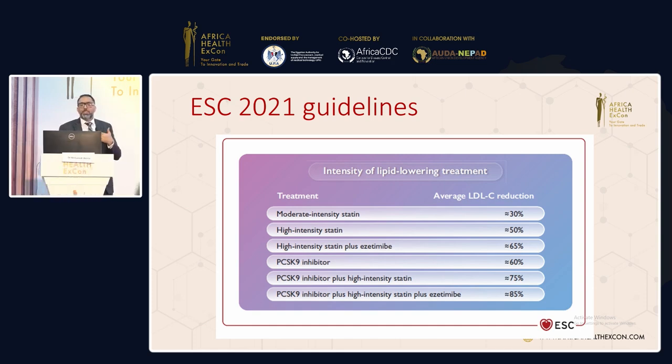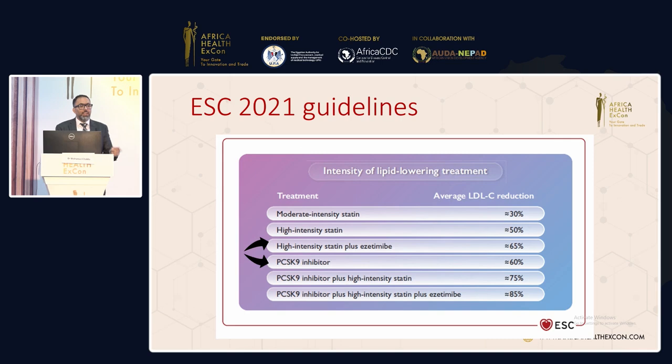If I need 60% reduction, I will go for high intensity statin plus ezetimibe. But if I need 70, I need 80. According to the percentage I need to reach my target, I can choose my weapon according to its power. We cannot misuse our tools. We cannot use a tool which is very expensive, like PCSK9, while we can use other tools like high intensity statin plus ezetimibe to reach our target.